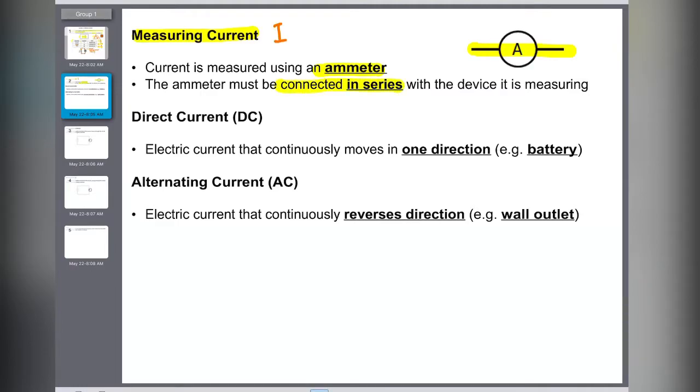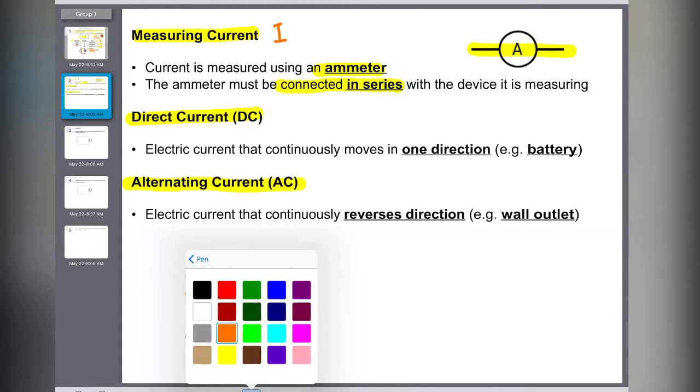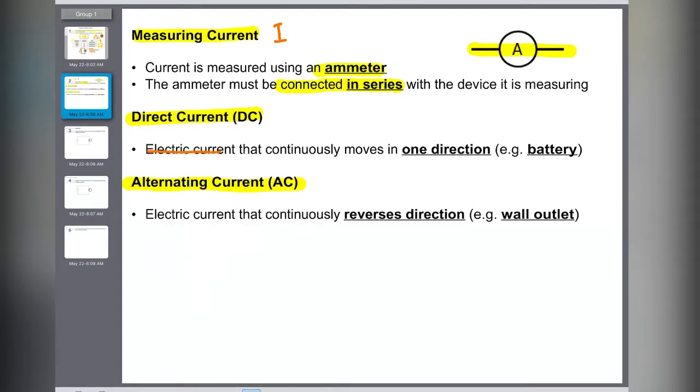The other definitions are direct current versus alternating current, so AC and DC. Direct current is when the electrons, the current, are moving in one direction.